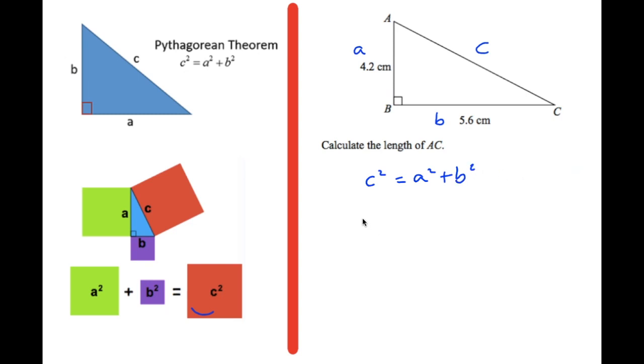Once we've done that, we substitute the values. So C squared is equal to 4.2 squared plus 5.6 squared. We put those in our calculator and get the answer. So C squared is equal to 49, and the square root of 49 is 7, so C is equal to 7. Don't forget the units, this is in centimetres, so we have got 7 centimetres.